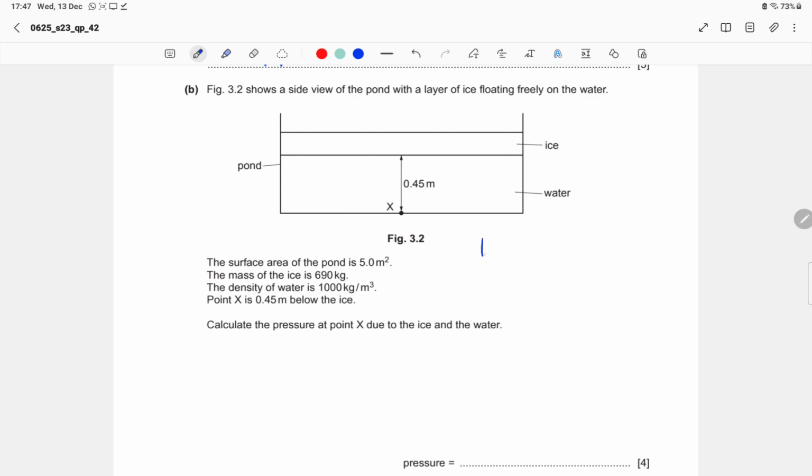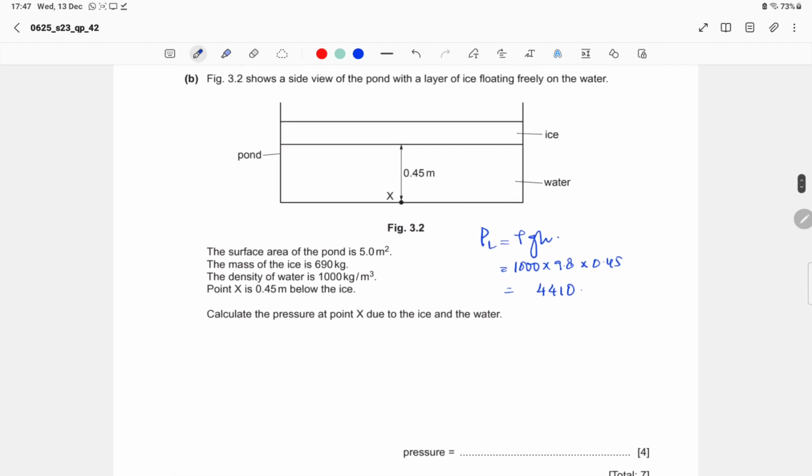Okay, so first of all, pressure in liquids is equal to rho g h. Rho is the density of the water, which is going to be 1000 times 9.8. Then the height is what? Height is 0.45 meters. So when you do this, this will end up 14410.